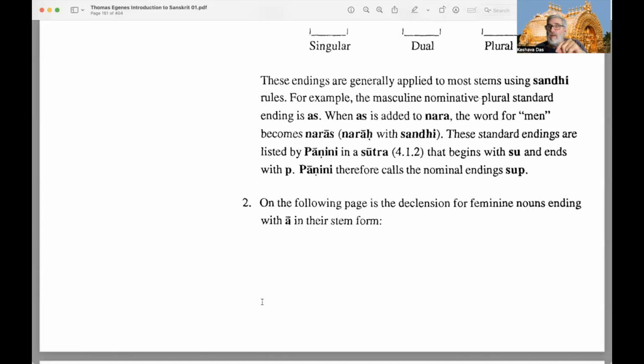Panini therefore calls these endings Sup. These are endings for nouns. Noun endings are called Sup by Panini, and verb endings are called Tiṅ. So he has this sutra, Suptiṅantaṃ padam: when Sup or Tiṅ come at the end of a word, it's a proper word. It's a finished word.